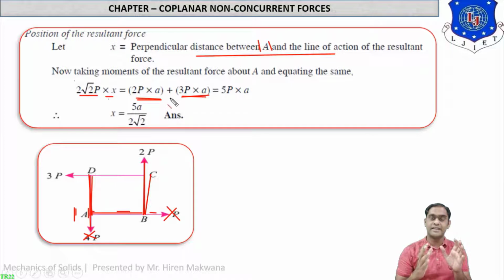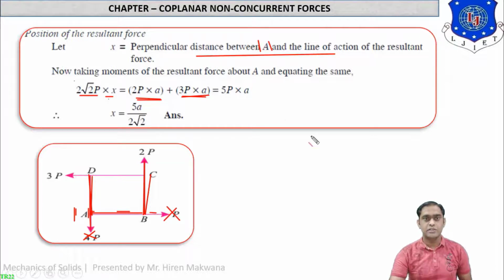If the answer is clockwise for both the moments, then also it is positive. If it is anti-clockwise for both the moments, then also it is positive. It doesn't matter. But if one force is anti-clockwise and the other is clockwise, then one value should be taken as positive and the other as negative, such that the total answer is positive only. So make sure the bigger value is taken as positive and the smaller value as negative. The final answer will be 5P into A, and by solving you get x equal to 5a upon 2 root 2.